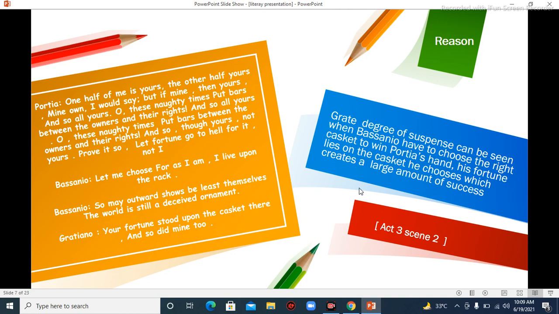Another example is presented. Basically, this is a scene where Bassanio has to choose one of the 3 caskets: gold, silver, and lead. A great suspense is created as to whether Bassanio will marry Portia or not, and which casket he is going to choose. His fortune in winning Portia's hand depends upon the casket he chooses.